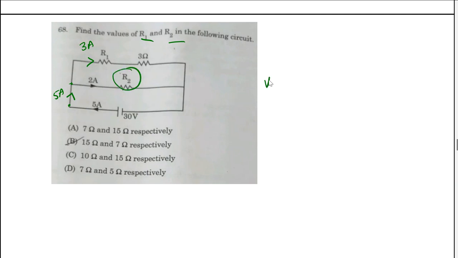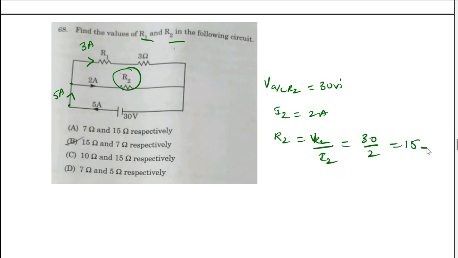So the voltage across R2 will be 30 volts only, 30 volts. And we know that the current flowing across R2 is I2. Let's assume I2 is 2 amperes. And what about R2? R2 is nothing but VR2 divided by I2, which is equal to 30 by 2. It's nothing but 15 ohms here. And similarly, what is happening here?